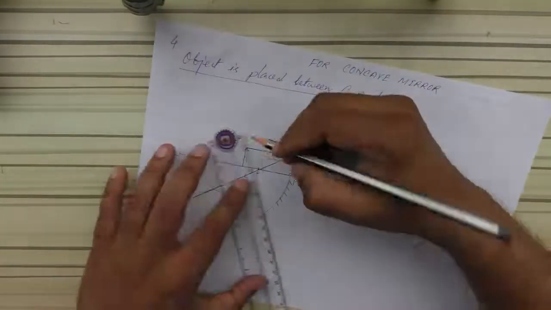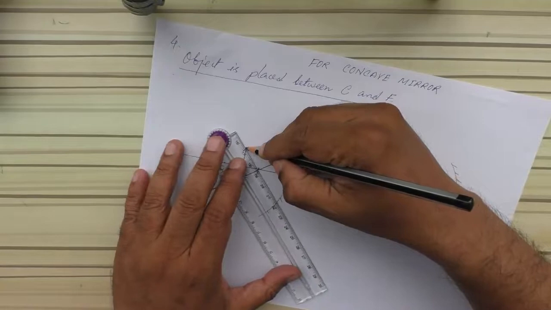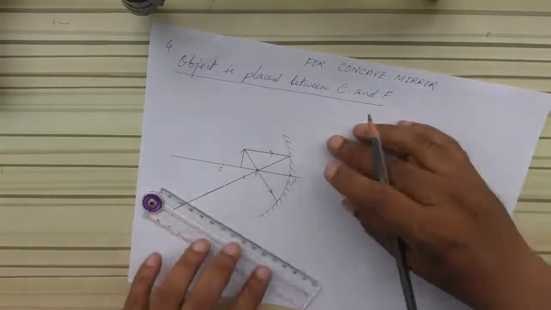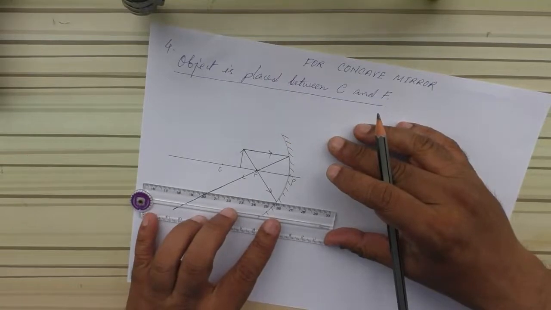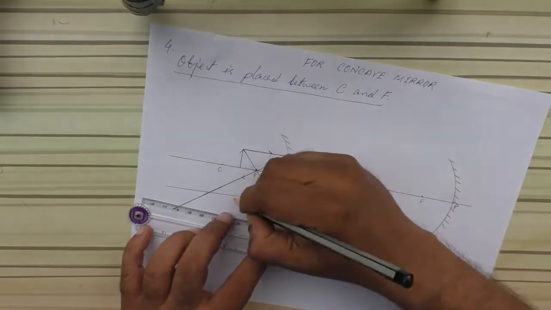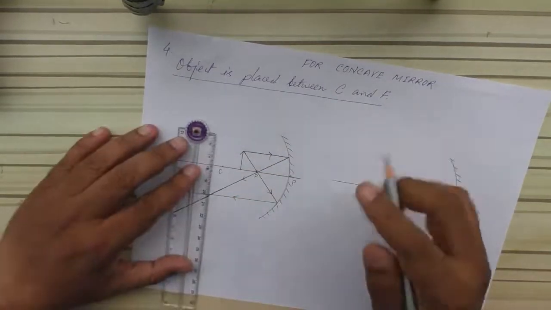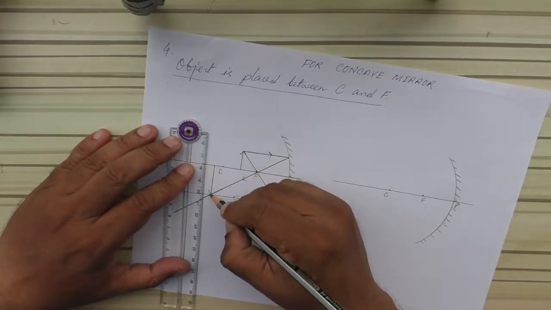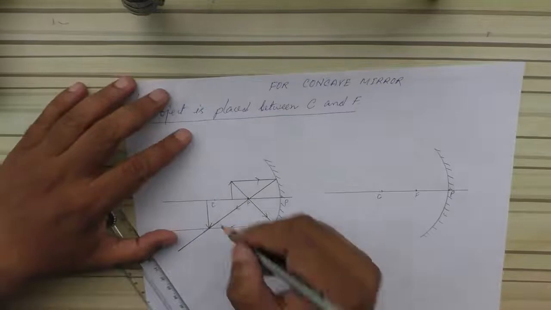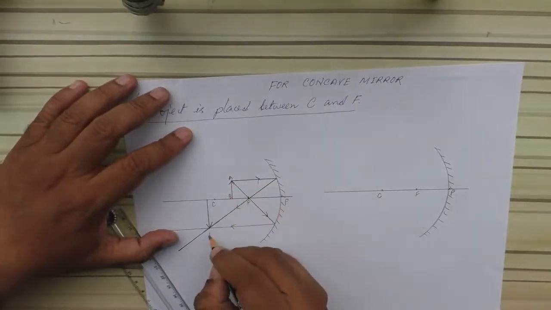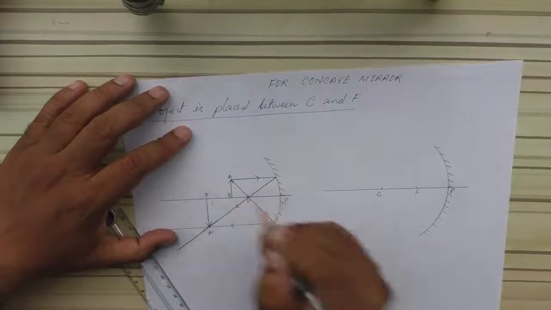And a ray of light incident after passing through focus, according to the rule, this light ray will become parallel to the principal axis. And the image is formed beyond center of curvature. You can see here, if AB is the object, A dash B dash is the image.